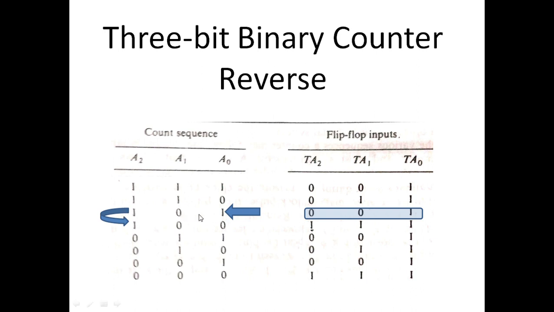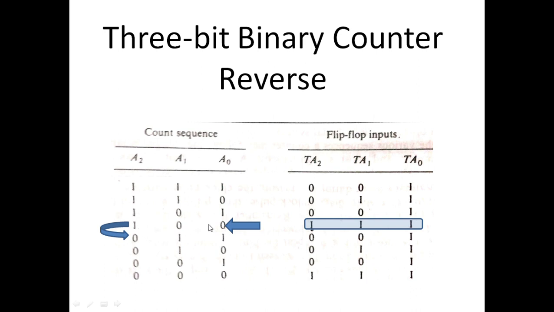When we are here and we want to move to this state, this would require toggling flip-flop 0 and keeping flip-flops 1 and 2. So 0, 0, 1 should be the input.